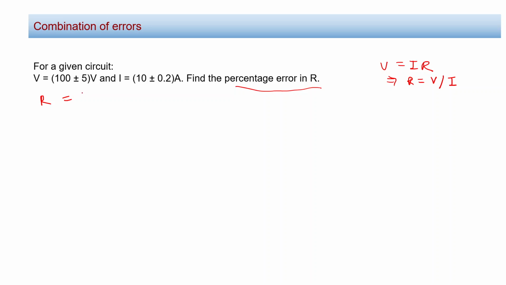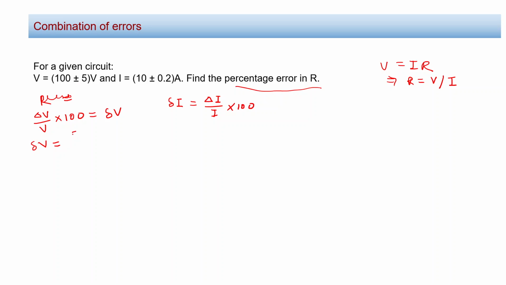Let me do this. So delta V by V, the percentage error in voltage, will be this. This is the formula for percentage error. To write it in short, I'll denote it with this small delta V, which means the percentage error. In the same way, the percentage error in current I'll define with delta I, which also means delta I by I into 100, because we have been asked to find the percentage error in R.